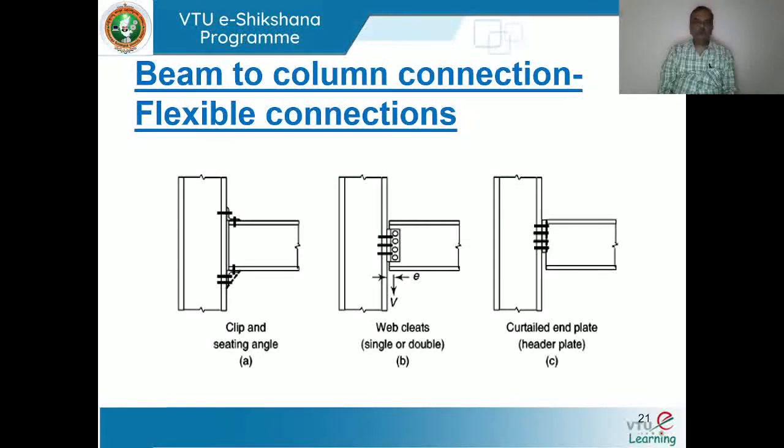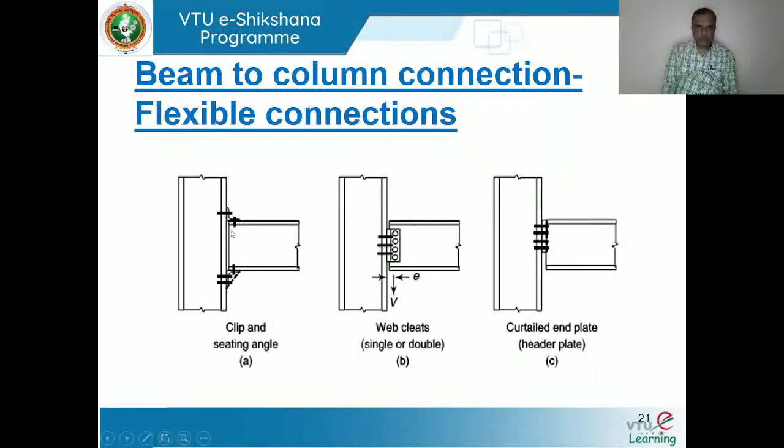So this is one example where a beam is connected to a column. This is referred to as a beam to column connection. I will now introduce the concept of what a flexible connection is. More about this you will see in the subsequent classes. What is important here is that a horizontal beam element is connected to a vertical column.